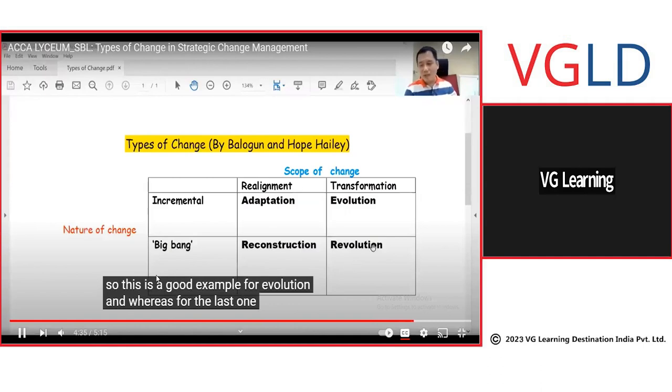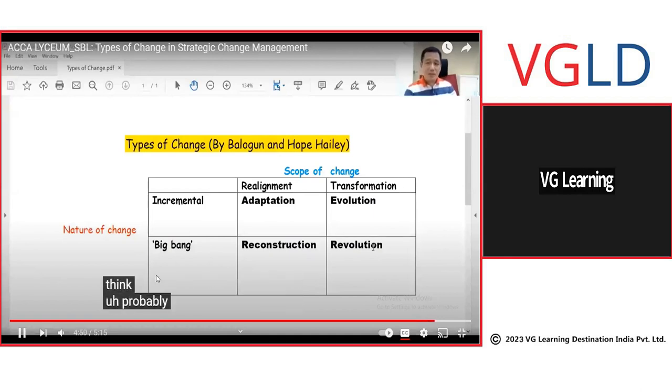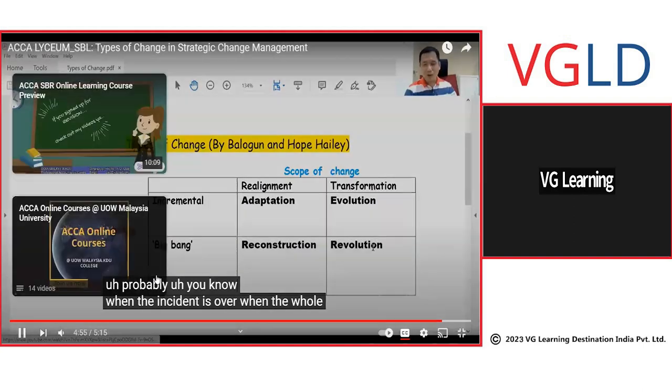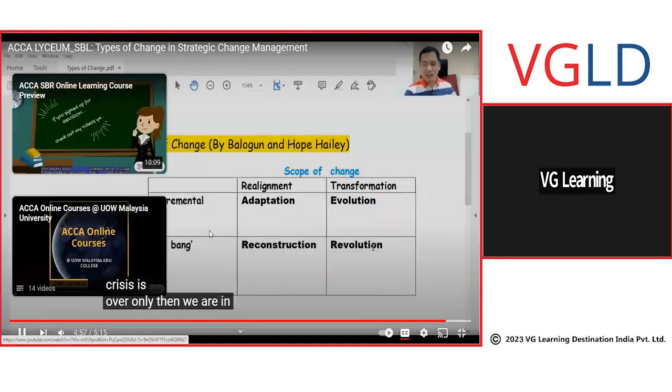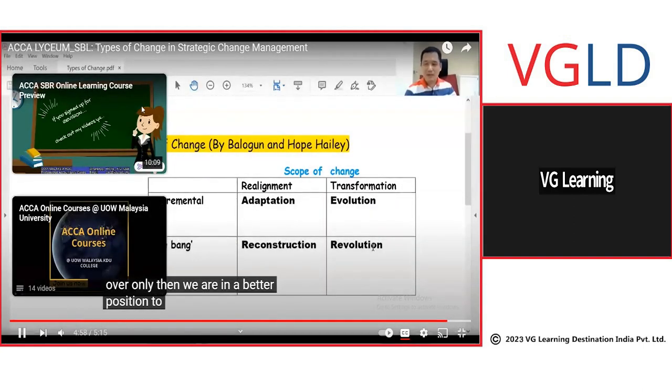And for the last one, revolution, I would be reluctant to conclude whether a revolution has taken place in the business world during this COVID-19 period, because I think when the incident is over, when the whole crisis is over, only then are we in a better position to see.